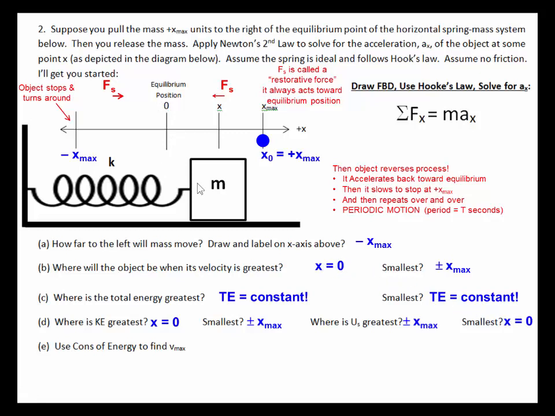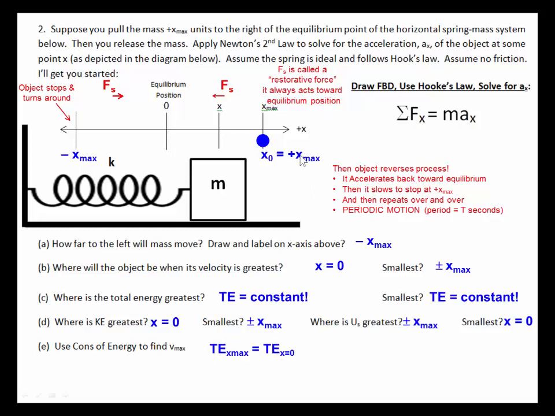So we can actually use conservation of energy to find the maximum velocity, which we'd expect to be at the equilibrium position. So let's do that. The total energy at our x max position, which is going to be right here, should equal the total energy at the equilibrium position right here. So I'm going to set those two points equal to each other and see what comes out of it.